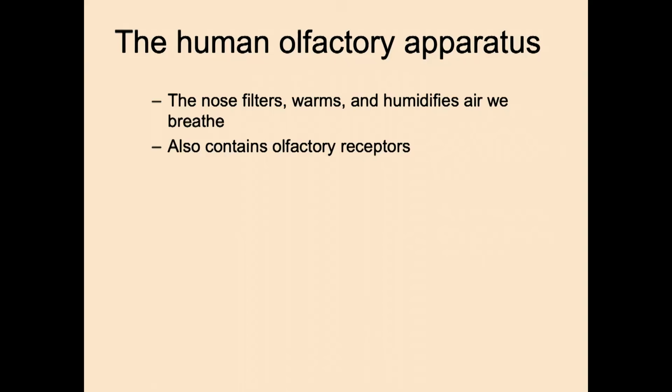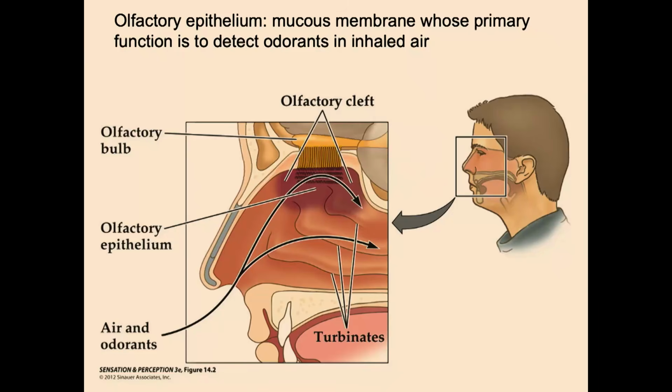Okay, so the human olfactory apparatus resides in the nose. The nose has a couple of functions. It filters, warms, and humidifies the air that we breathe. So it's part of breathing, but it also contains olfactory receptors. The olfactory epithelium is a mucous membrane whose primary function is to detect odorants in the inhaled air.